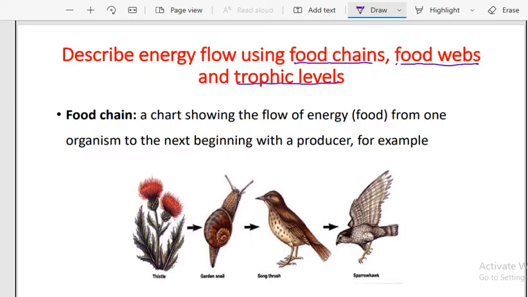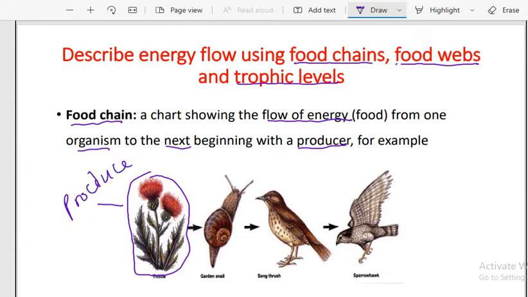So what the syllabus expects you to know is to be able to describe the processes that happen within a food chain, a food web, and a trophic level. Basically, a food chain is a chart showing the flow of energy from one organism to the next, and it usually begins with a producer. For example, we have a food chain here, and the organism that starts the food chain is referred to as the producer.